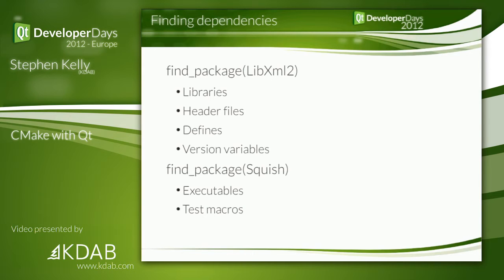If you find a library, it'll tell you which libraries are actually in there, which header directories you need to use in order to find header files, which defines you need to use, and what the version of this package is. If you find an executable package such as Squish, you'll get the executables and you'll get some macros in order to use those executables.